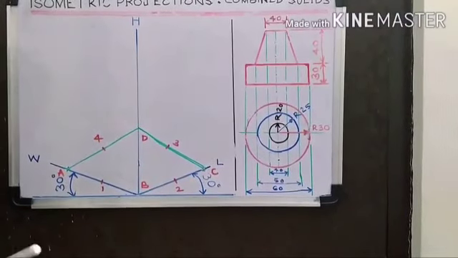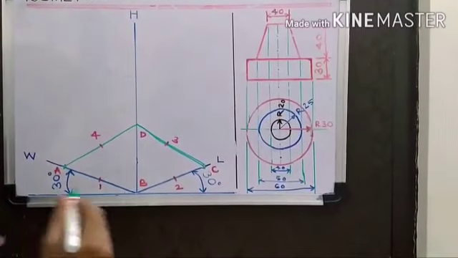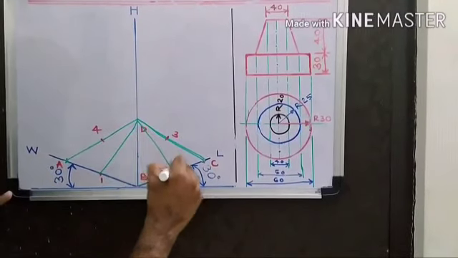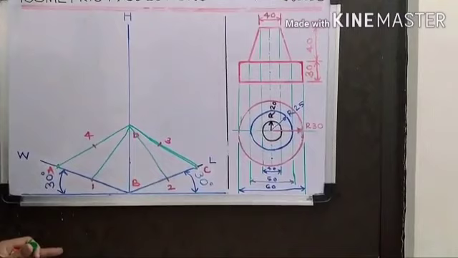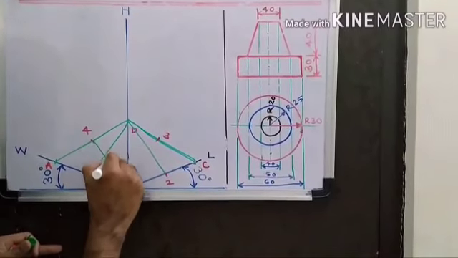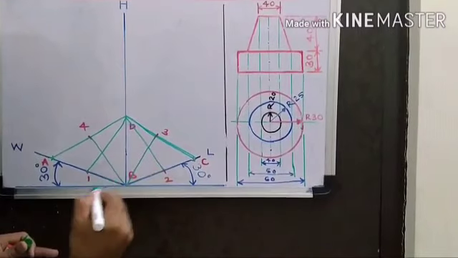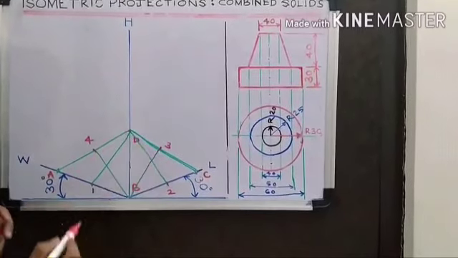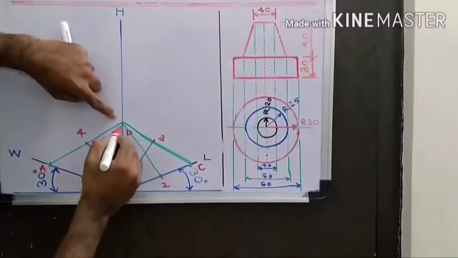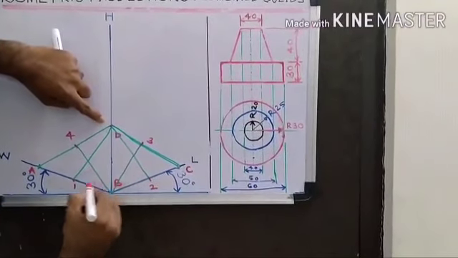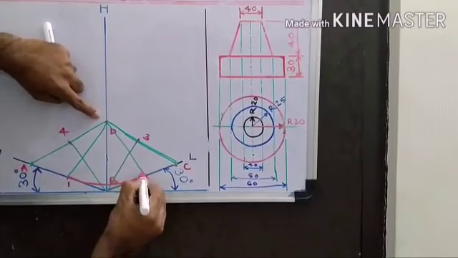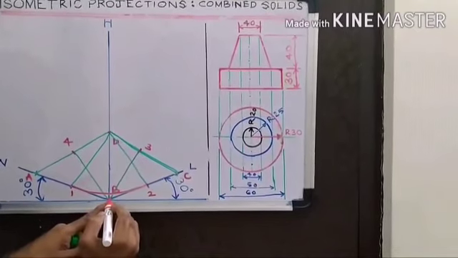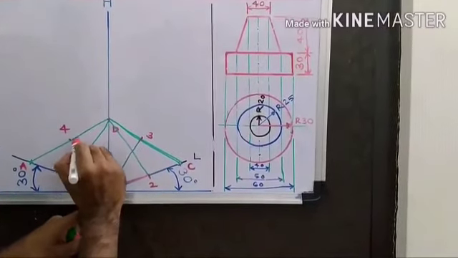For the next process, now we have to join D1, D2, and similarly you have to join the points B4 and B3. Now we are having 4 centers. This is going to be the first center. D1 is the radius and D is the center. Draw an arc between the points 1 and 2. Next, B is the center, B4 is the radius. Draw an arc by using a compass between the points 3 and 4.